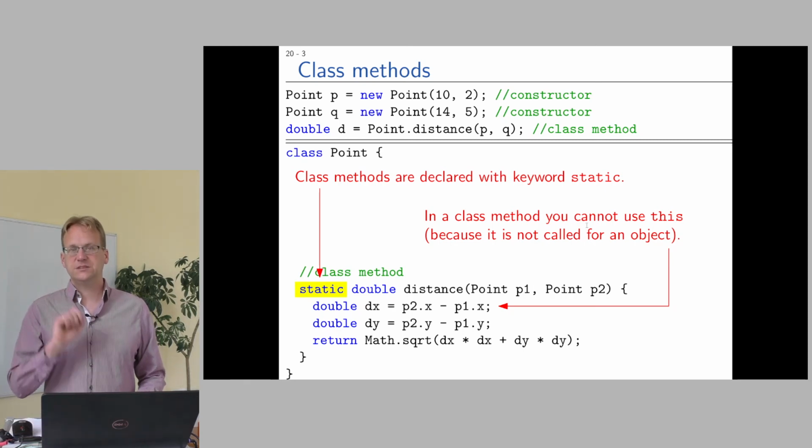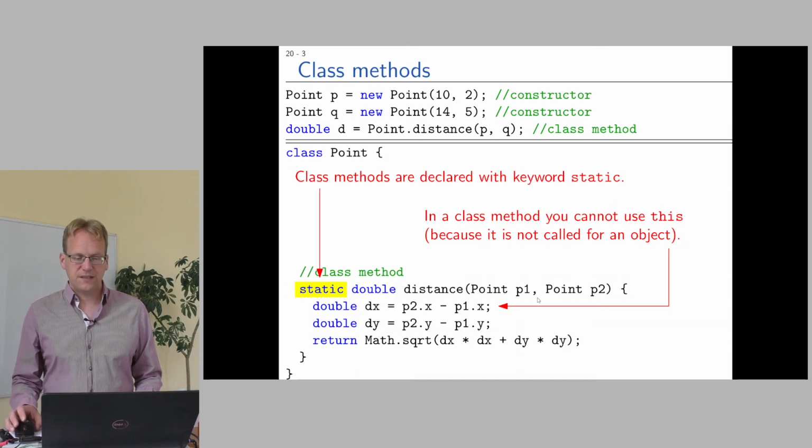So, just one important note, within class methods, you cannot use this. In the instance method, this is referring to the instance, the object, for which you are calling the method. But for class methods, there is no such object. You're not calling the method for an instance. And therefore, within a class method, within a static method, you cannot use this. You will get a compiler error.